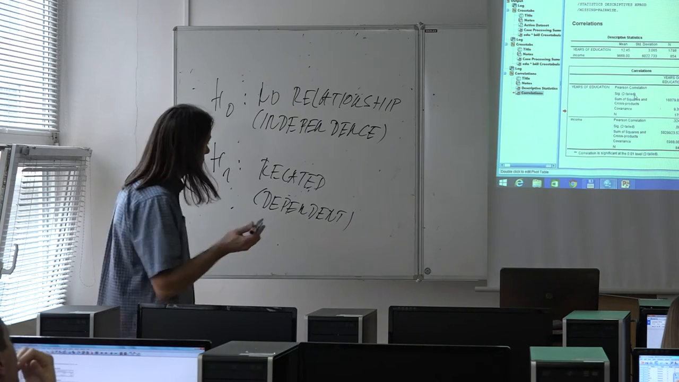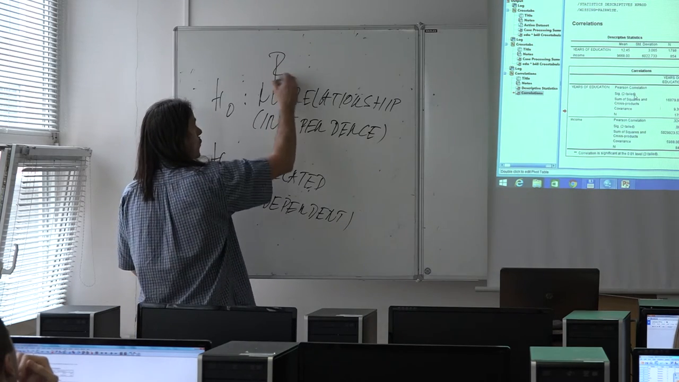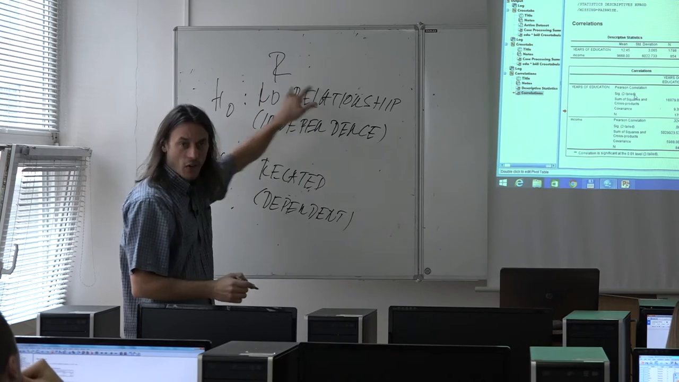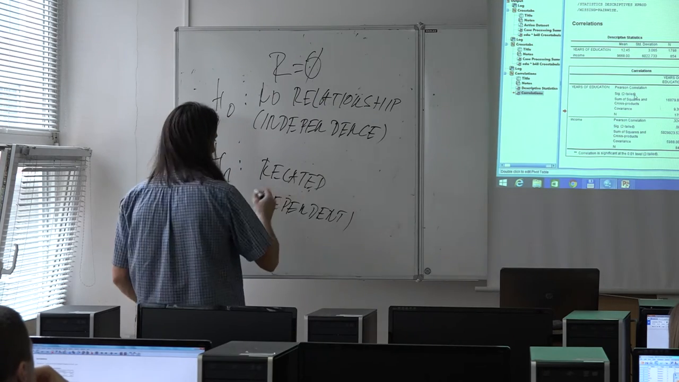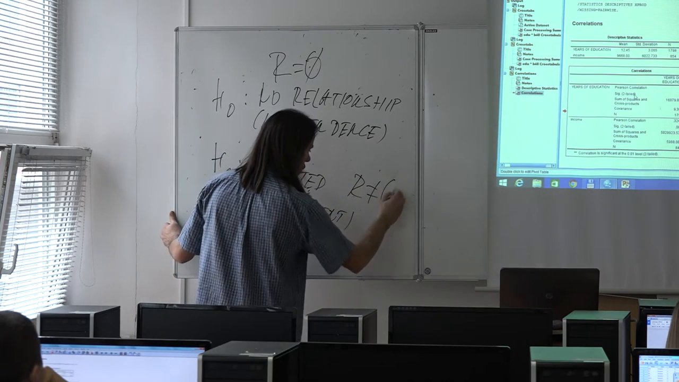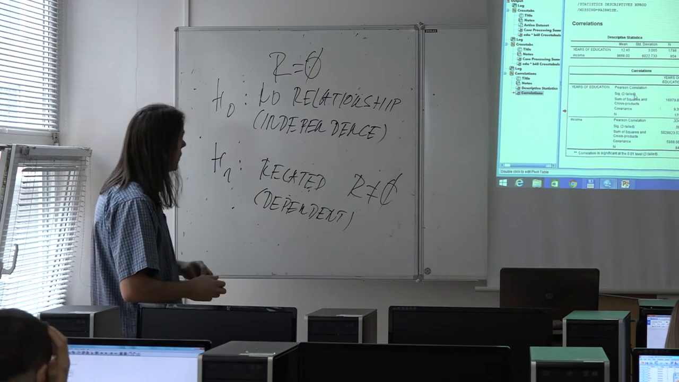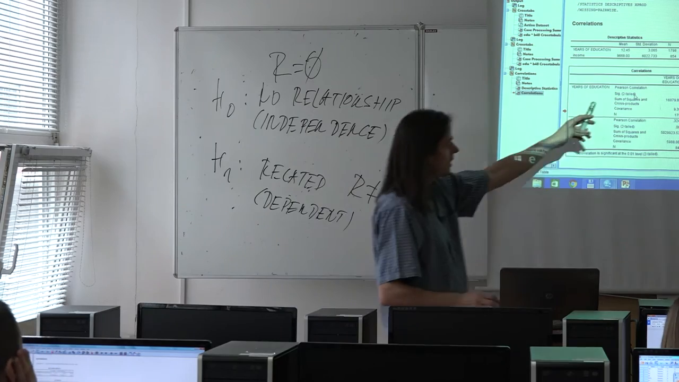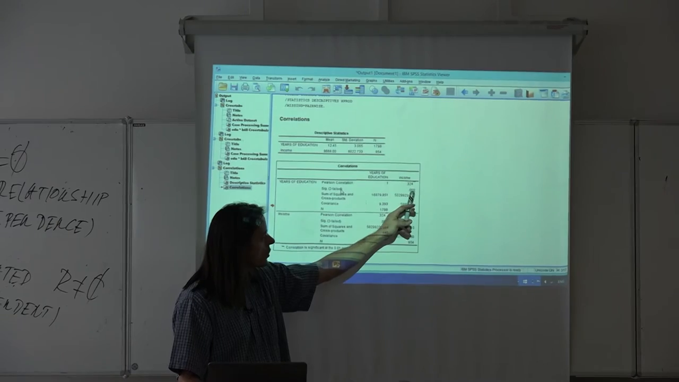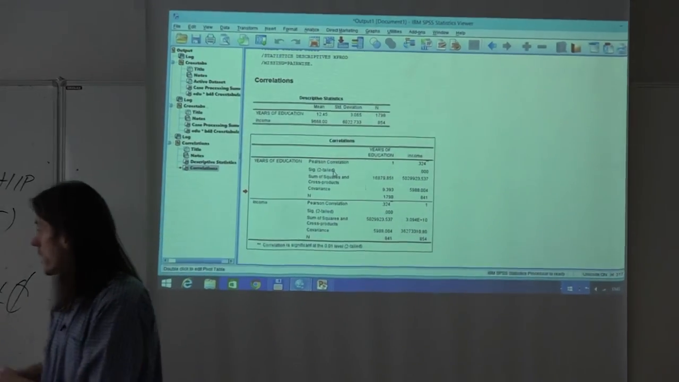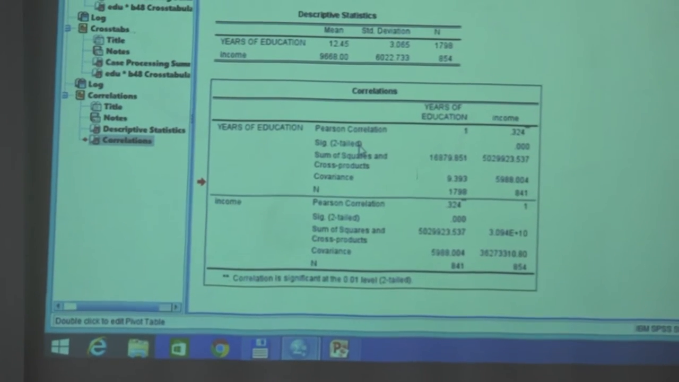In another way, statisticians would use only formulas, so they would say that the correlation coefficient for the population, they usually use big R instead of small r for the sample, is zero. An alternative hypothesis would be that it's not really zero. So these are the hypotheses. And you can see that the significance is quite low, at least below 0.0005, so we can conclude very easily, we have proven there is some relationship between income and education.